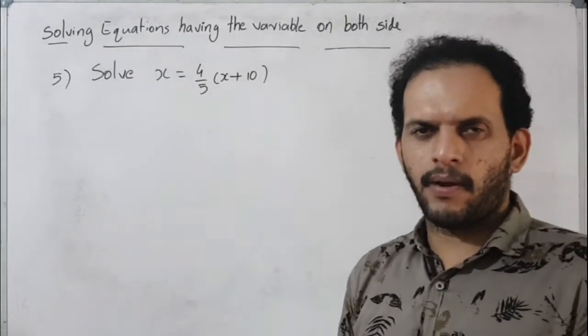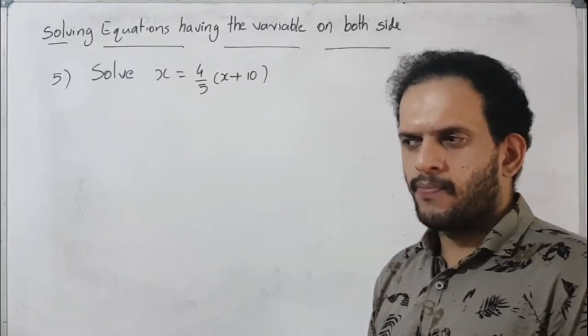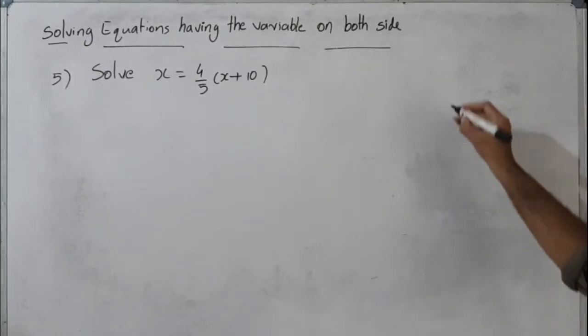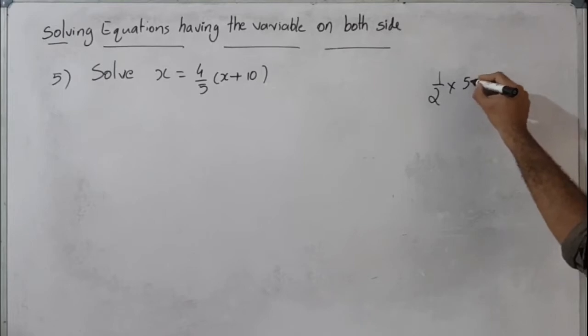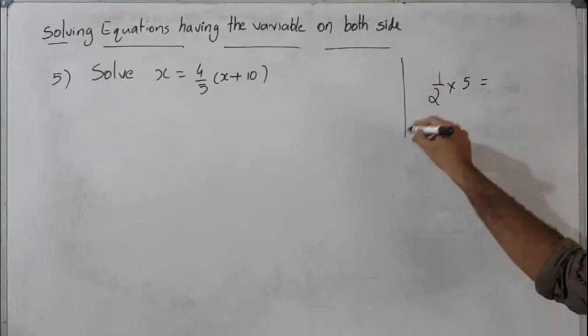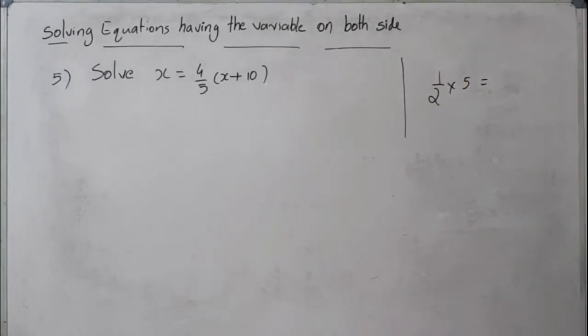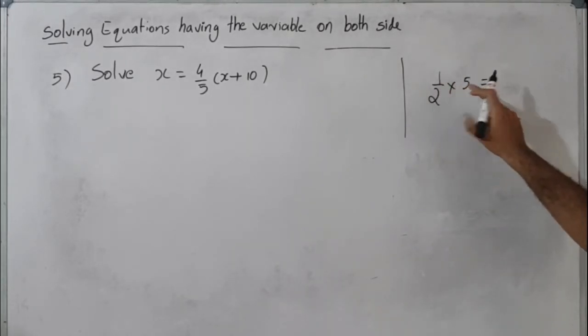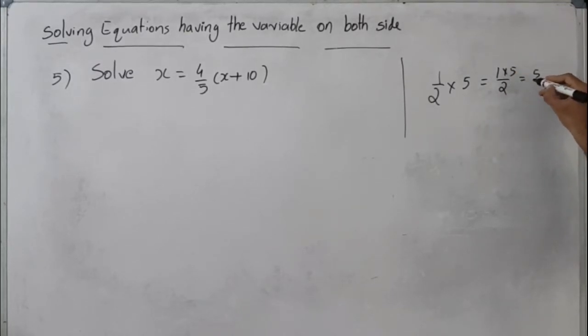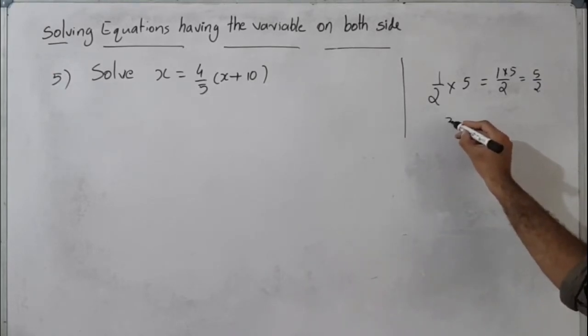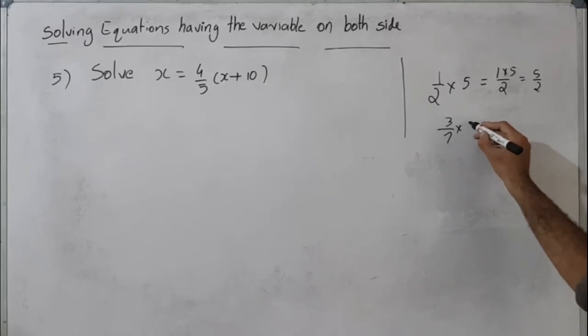Correct. 4 by 5 is a fraction. So first we think about it like this: 1 by 2 into 5. How do we write 1 by 2 into 5? 1 by 2 into 5 is equal to 1 into 5 by 2, which is equal to 5 by 2.